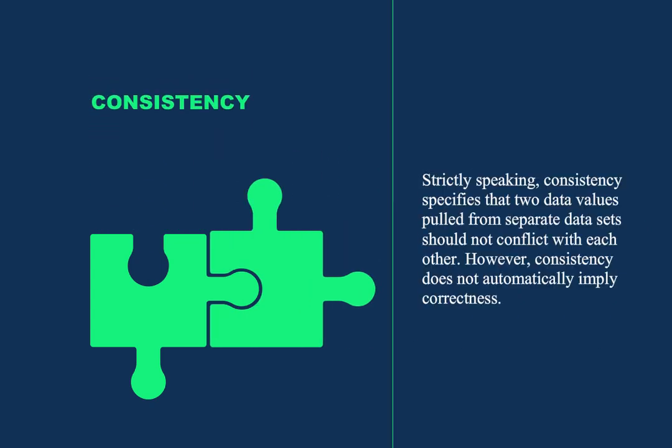Consistency. Strictly speaking, consistency specifies that two data values pulled from separate data sets should not conflict with each other. However, consistency does not automatically imply correctness.